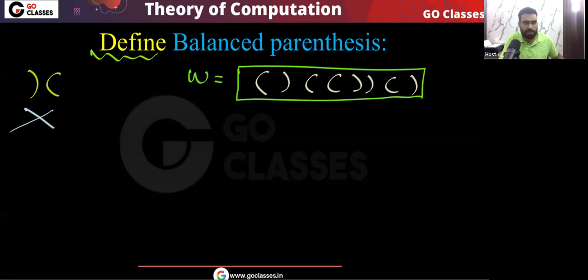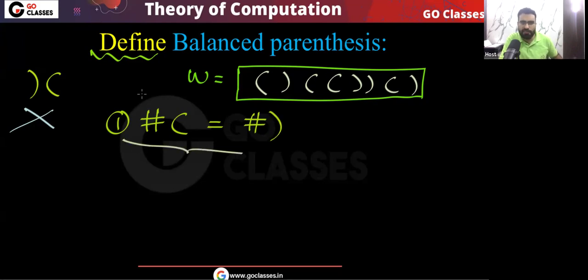Okay, so this is your balanced parenthesis. First of all, can I say that the number of open brackets should be equal to the number of close brackets? Yes or no? That condition is there. Okay, this condition I can say: the number of open brackets is equal to the number of close brackets. Agree? Yes or no? This is the first point.